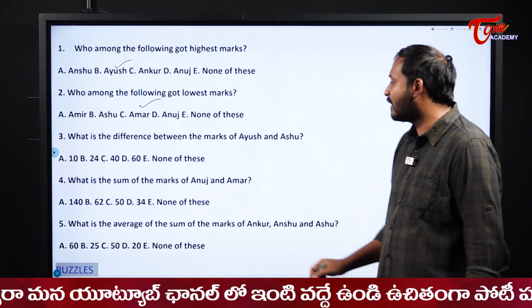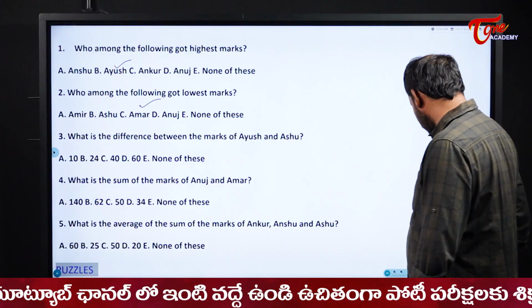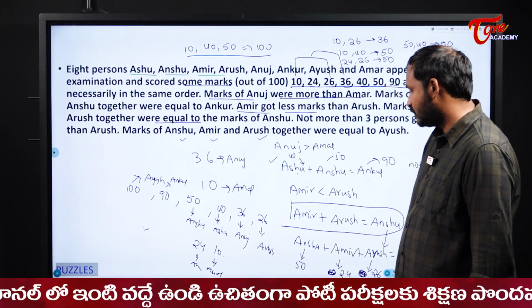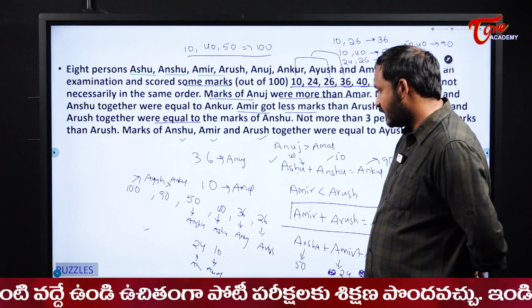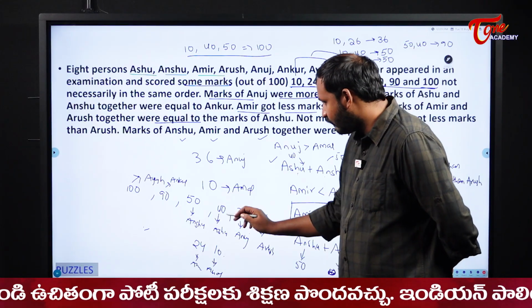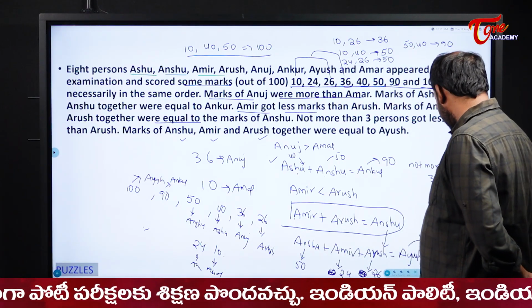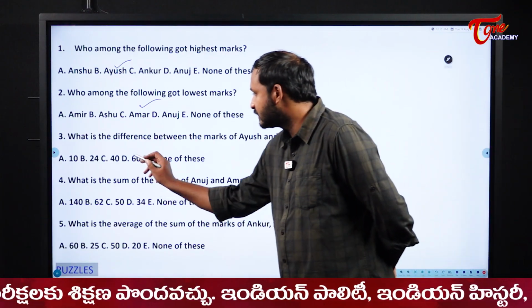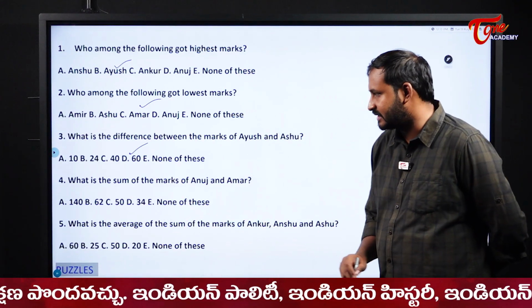What is the difference between the marks of Ayush and Ashu? Ayush is scoring 100. Ashu is scoring 40. What is the difference between them? 60 marks. The difference between them is 60 marks for us here.